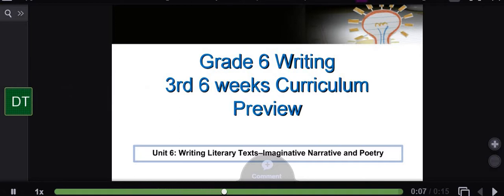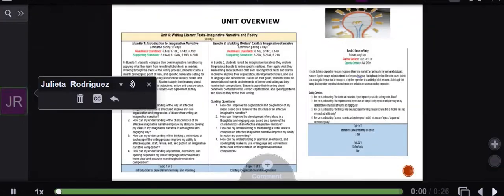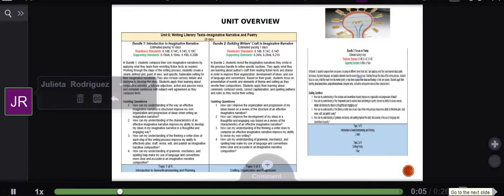Unit 6 is entitled Writing Literary Text, and it includes imaginative narrative and poetry. The unit overview includes the guiding questions from each bundle, total estimated number of days for the bundle, as well as the titles for each section of the bundle, with a recommended number of days for each. The guiding questions can give you a quick idea of the expectations in the bundle. This writing unit has 3 bundles, so let's take a look at what is embedded in each bundle.